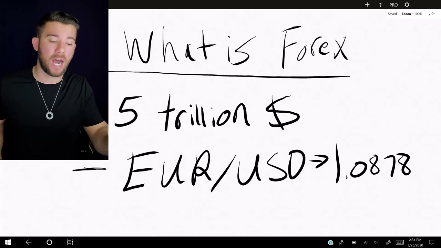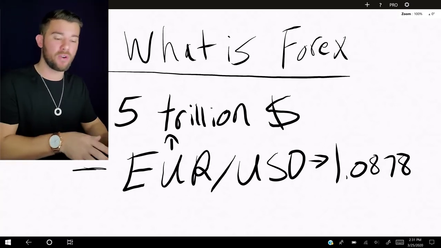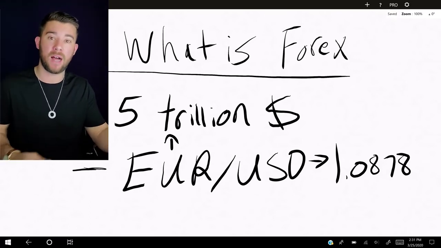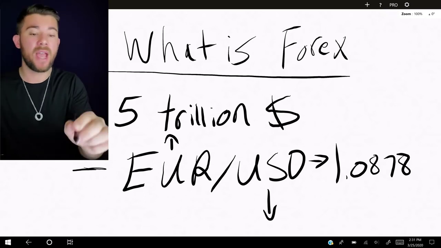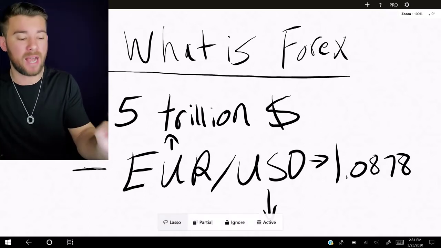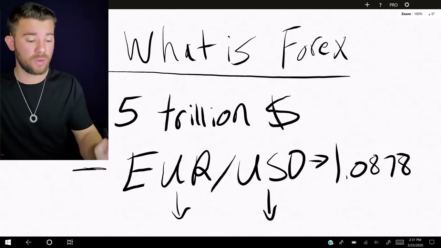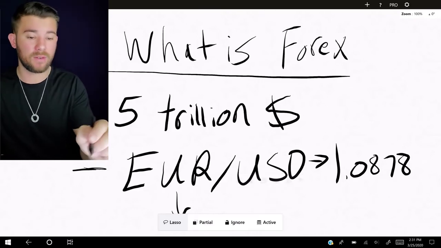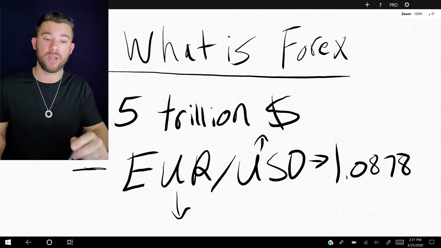The same thing if the dollar, so let's say the euro goes up in value. Let's just start here. If the euro goes up in value, then you're going to need more than $1.0878 to get €1. And if the dollar goes down in value, it's the same thing. And the opposite is true if the opposite happens. If the euro drops, then you're going to need less dollars in order to get €1. And if the dollar rises in value, then you're going to need less dollars to get €1.